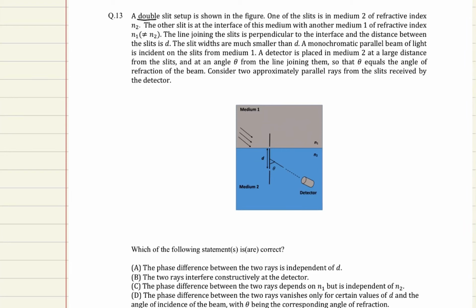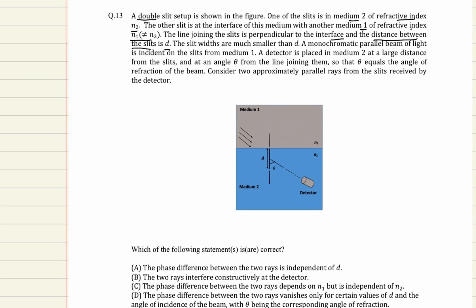Hello everyone. Now we will do question number 13. A double slit setup is shown in the figure. One of the slits is in medium 2 of refractive index N2. The other slit is at the interface of this medium with another medium 1. The refractive index N1 is not equal to N2.